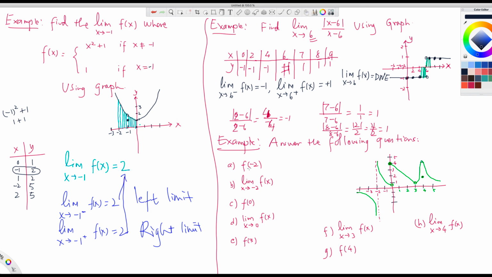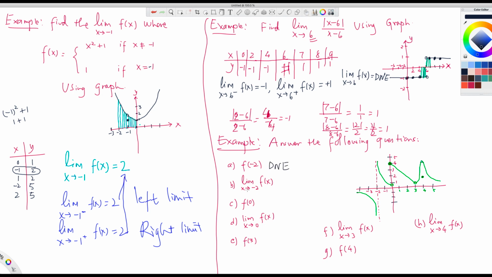So what is f at -2? This is not the limit, right? This is called the functional value. What is the height of the function at -2? At -2, oh, there is a vertical asymptote at -2, so the height of the function does not exist, right? So there is no height, does not exist.